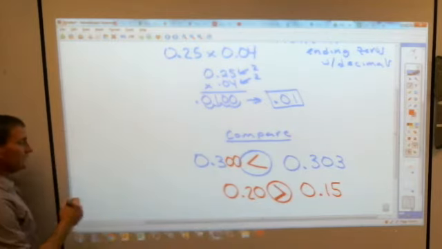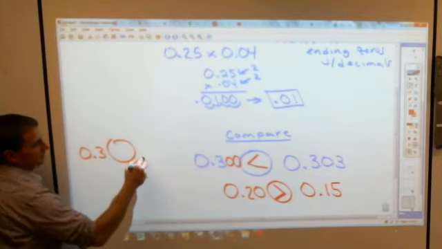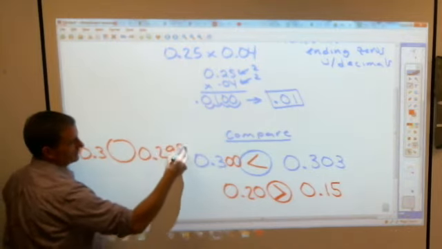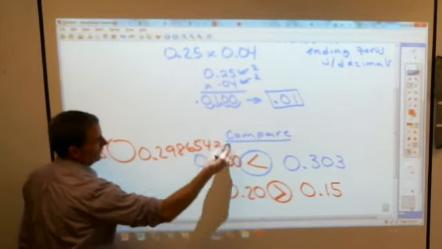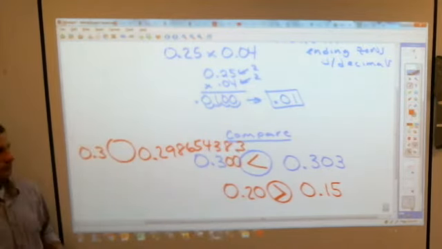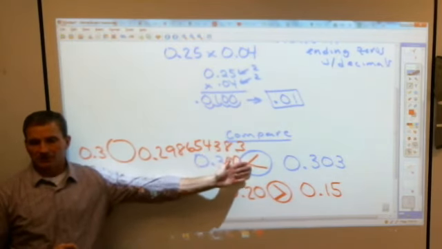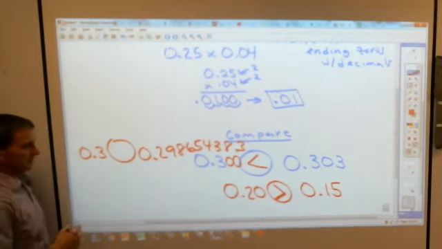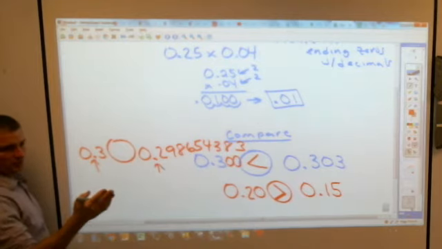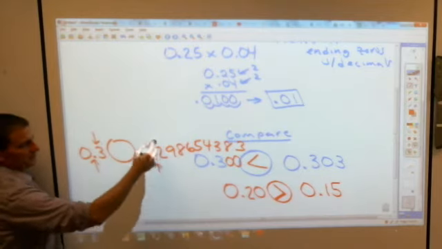Or another way to look at it may be like this. 0.3 compared to 0.29865438. Again, just because this has all these digits here doesn't necessarily mean it's bigger. Another way to think about it is this. Look at the decimal point, and then compare every digit 1 for 1 to the right of it. What's the first digit after the decimal here? A 3. The first digit after the decimal there is a 2.